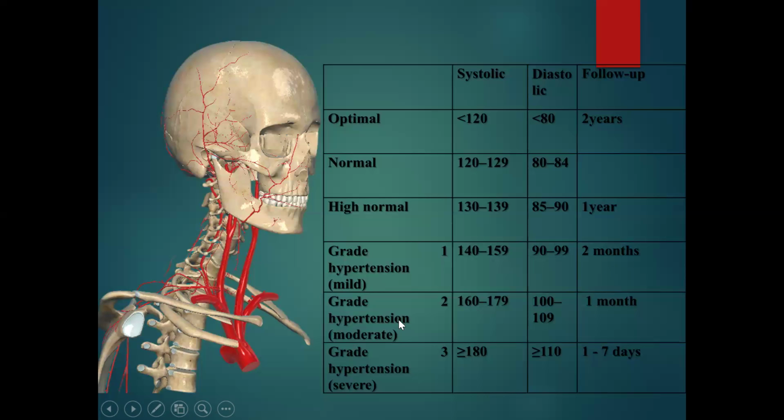Then grade 2 hypertension, also known as moderate hypertension, the patient's blood pressure for systole is within 160 to 179 systolic pressure and 100 to 109 diastolic pressure and should be followed up every 1 month. Then the grade 3 hypertension, also known as severe hypertension, the patient's blood pressure is higher than 180 millimeter mercury and higher than 110 diastolic blood pressure. The patient should be reviewed every 1 to 7 days.